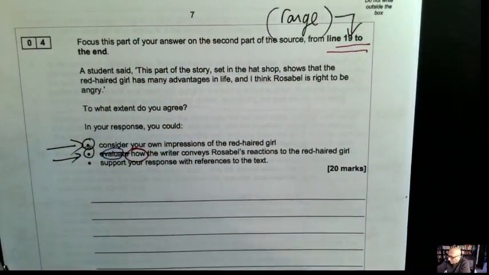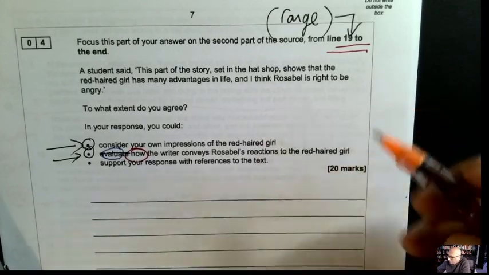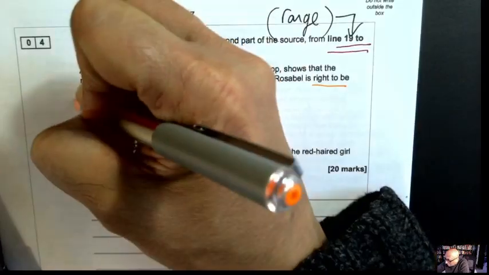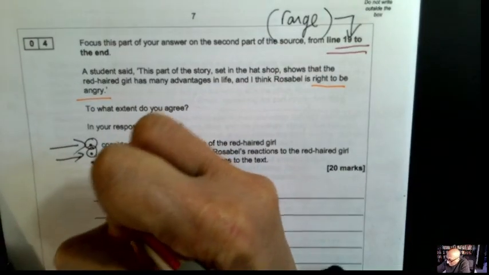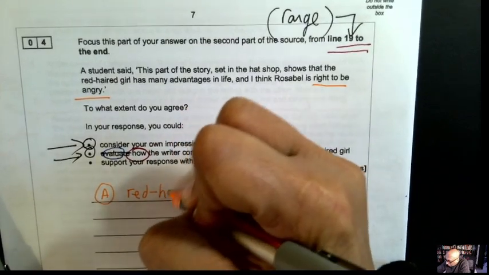What really is hidden is this. What am I evaluating? It's this part of the question. I think Rosabel is right to be angry at the red-haired girl.